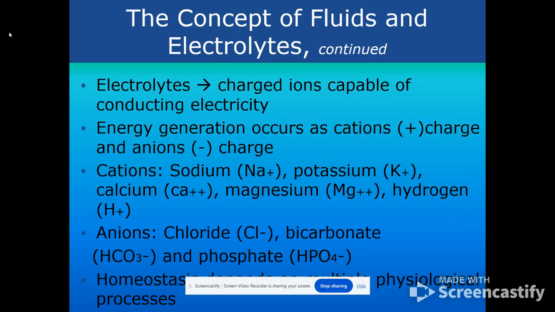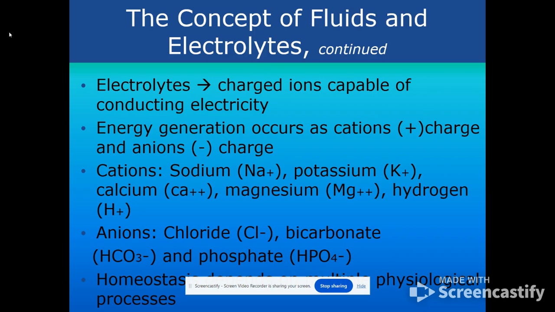This is also where cardiac and skeletal muscle contractions occur. Especially with cardiac muscle contractions, potassium is very important, as well as sodium, for the muscle contractions to occur. If potassium is completely off balance within your body, you can have cardiac arrest. So it's very important to have these in balance, which brings me to homeostasis.